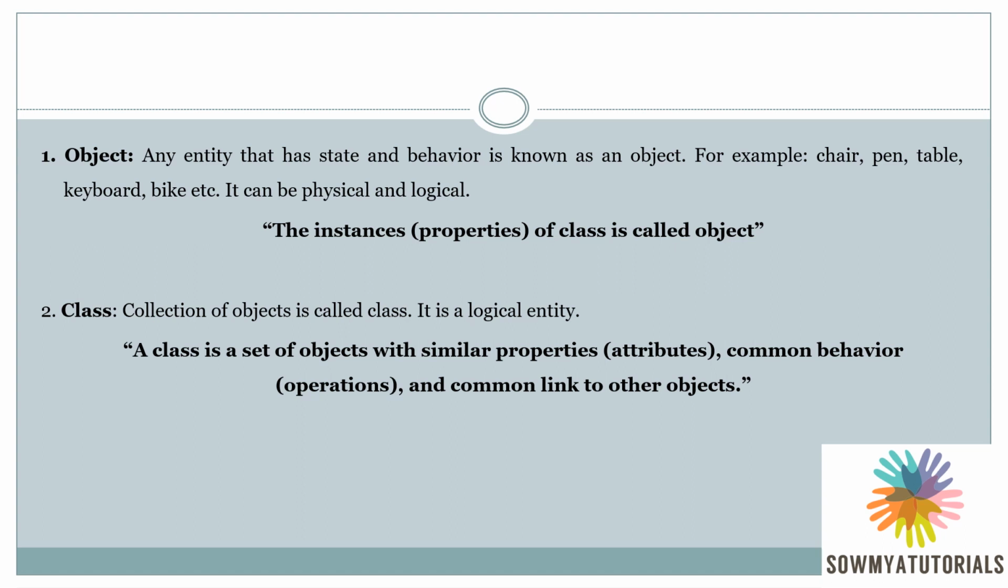So one more definition is also there. Instances. What is an instance? Properties. The properties of a class or the instances of a class are also called objects. So examples for objects are chair, pen, table, keyboard, bike, etc.